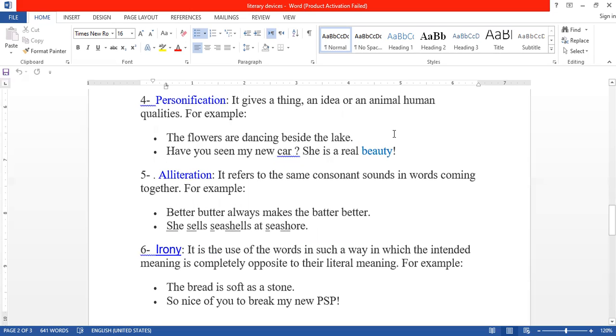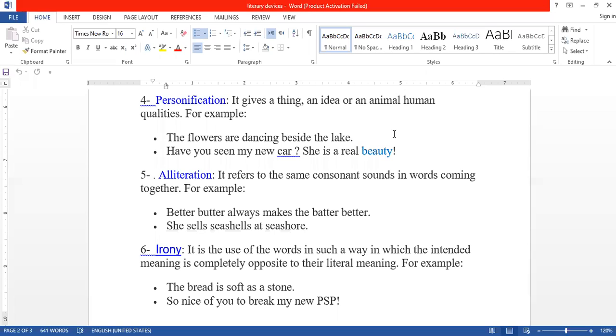Personification gives a thing, an idea, or an animal human qualities. For example, the flowers are dancing beside the lake. Or, have you seen my new car? She is a real beauty. All right.